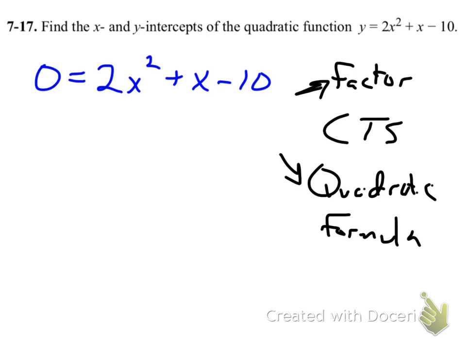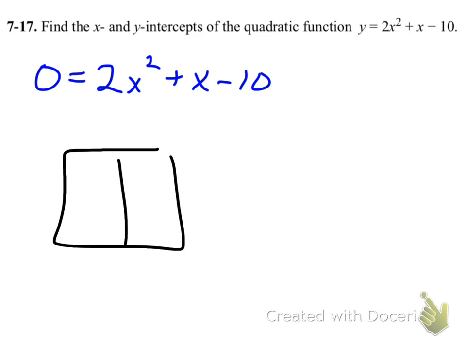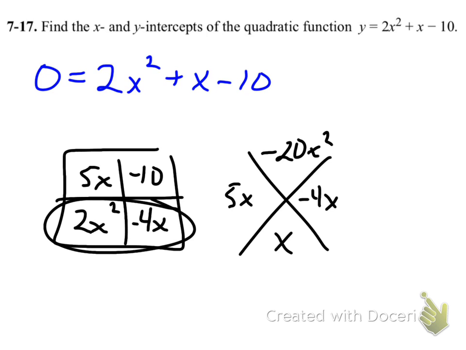So first of all, I'm going to go through and factor it. Taking a look at my generic rectangle, if I have a 2x squared here and a negative 10, my diamond problem then is a negative 20x squared. Bottom of the diamond problem is x. That's going to give me a positive 5x and a negative 4x. So when I fill those in, I have to have my 2x here, which makes that an x, and a 5 and a negative 2.